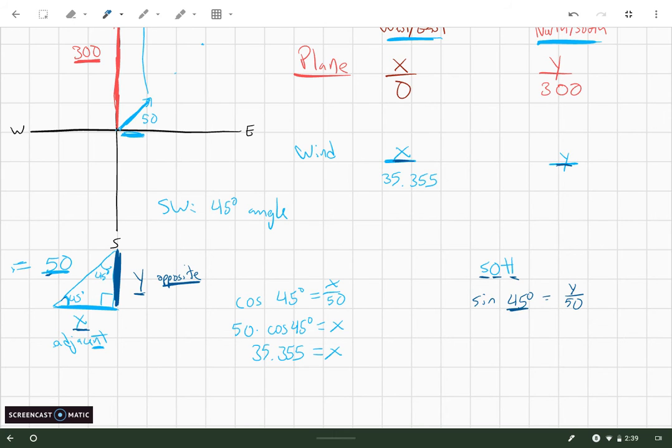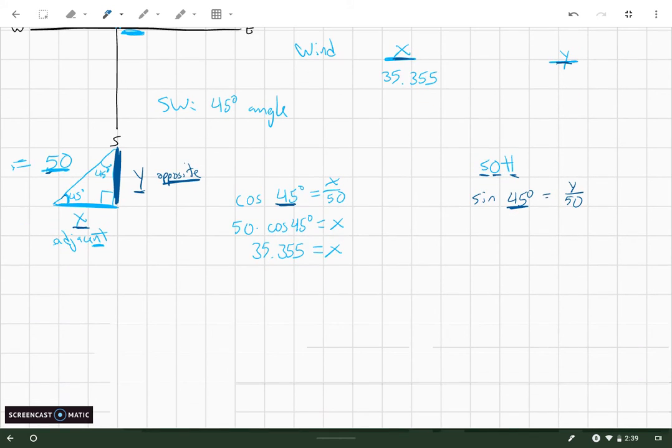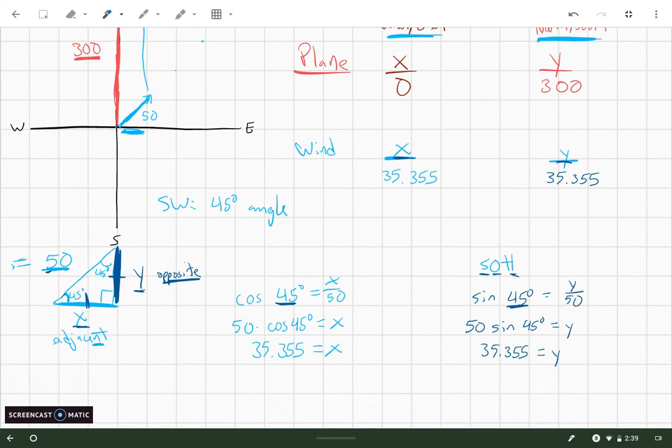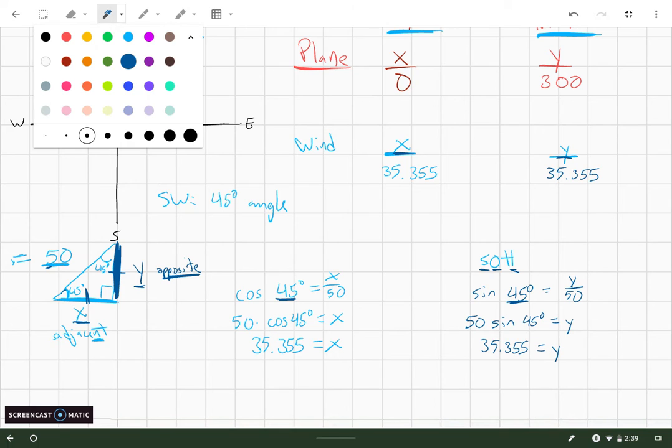Okay, and notice this angle here is the same as this angle here. That's always going to be the case. So how you solve this one is going to be the exact same. Multiply by 50, and you get 50 sine of 45 degrees equals y. And because I know 45-45-90 triangle shortcuts, I know this one and this one are congruent because it's an isosceles triangle. So I know that y is also 35.355. Okay, so we had to do a little bit of extra work for the wind to be able to find out the x and y parts, right?